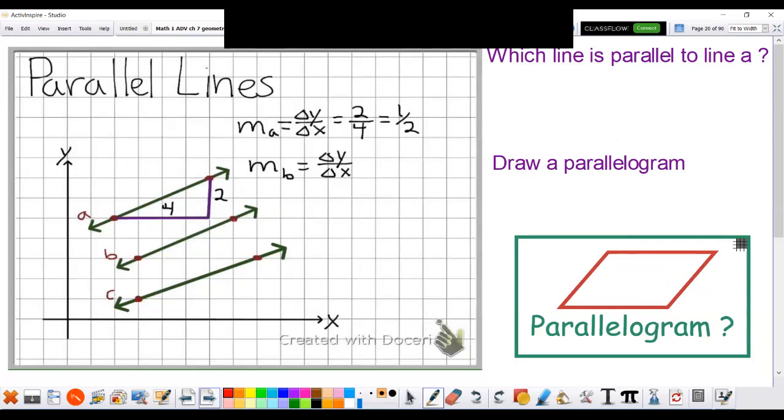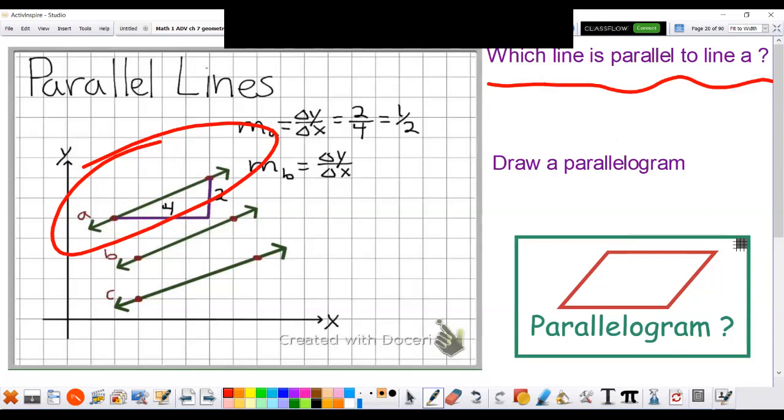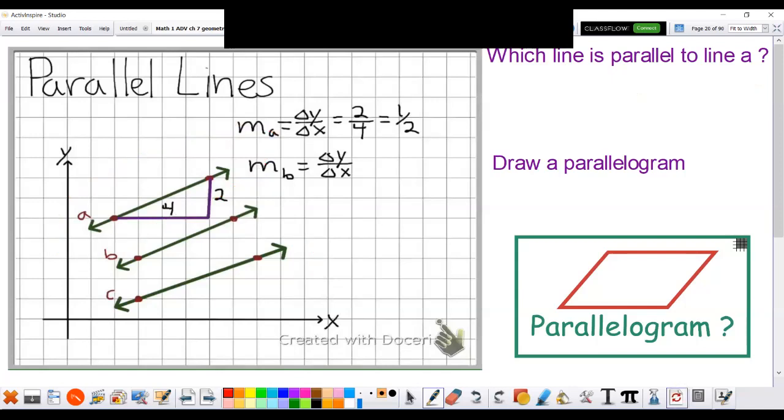Okay, so I got a line here, line A. Which line is parallel to line A? Is it B or is it C? Just because it looks parallel doesn't mean it is parallel. So how do I tell for sure? What do you think? You can pause the video here and decide.